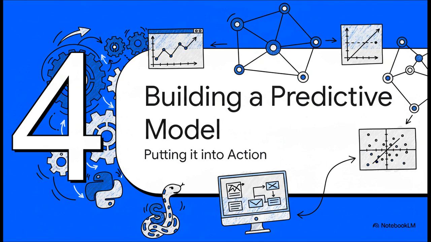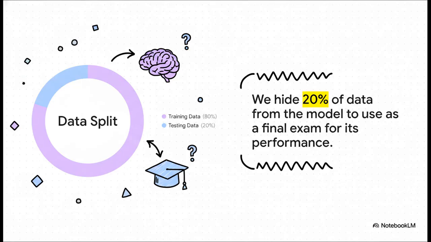Okay, enough theory. Let's see what this blueprint actually looks like when we apply it to some real data. Now, this is probably the most important step in the entire blueprint, the data split. We take our whole data set and we hide about 20% of it. We just set it aside and we call it the testing set.